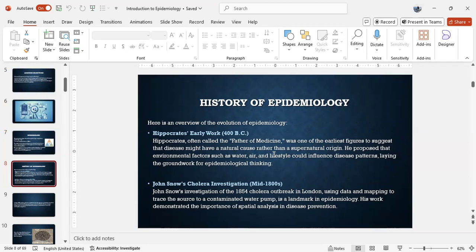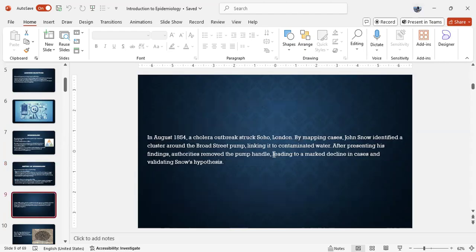John Snow's cholera investigation. John Snow's investigation of the 1854 cholera outbreak in London, using data and mapping to trace the source to a contaminated water pump, is a landmark in epidemiology. His work demonstrated the importance of spatial analysis in disease prevention.